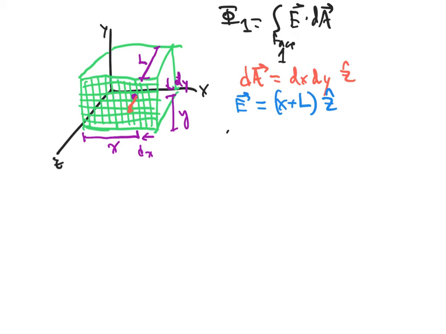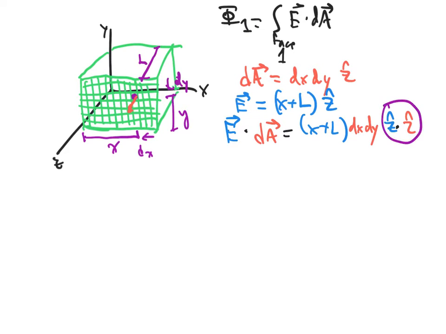E dot dA is, well, we have x plus L z hat times dx dy times z hat, and of course this is the dot product between them, but we know that this dot product is just 1.